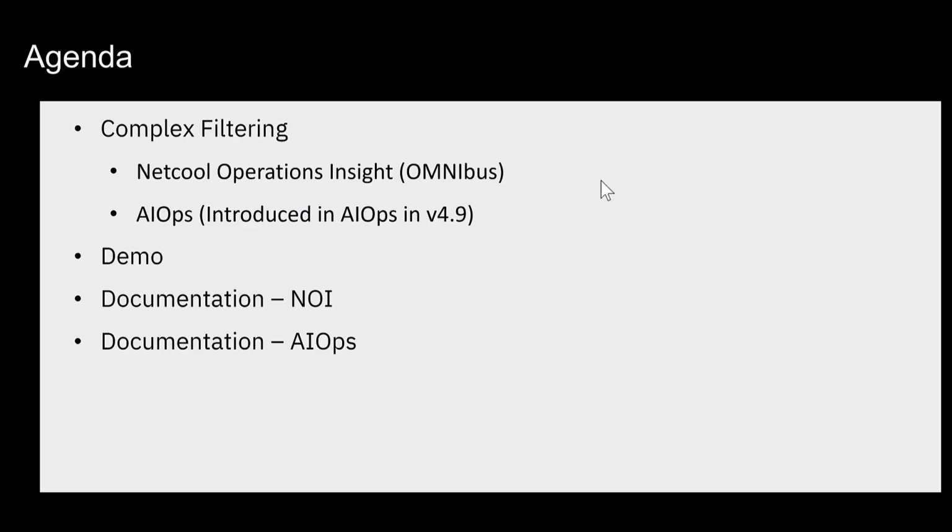Complex filtering is a topic which sets us into feature parity with our Netcool Operations Insight. So within this video we are going to make a comparison: what was there in Netcool Omnibus and Netcool Operations Insight, what did we have before this release, and what do we have now. Raghu is going to show you what it is in reality in his demo. After the demo, we are going into links into the documentation, from a Netcool Operations Insight perspective, as well as from an AIOps perspective.